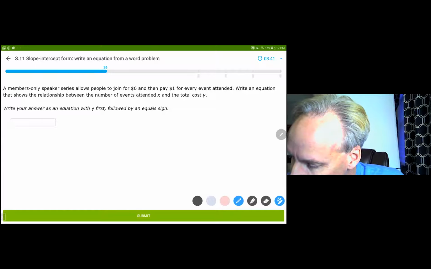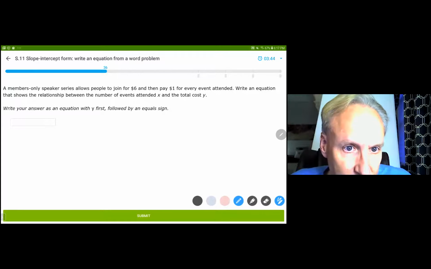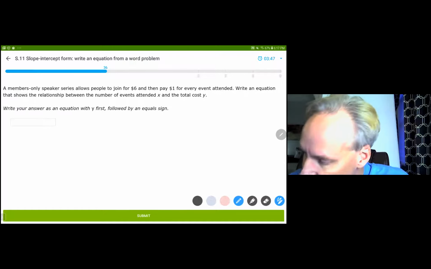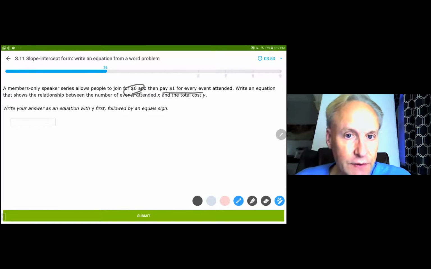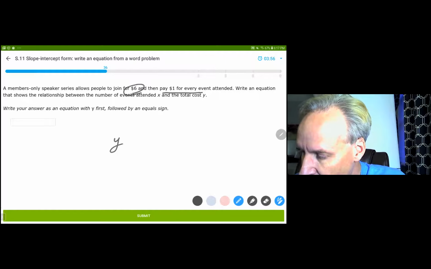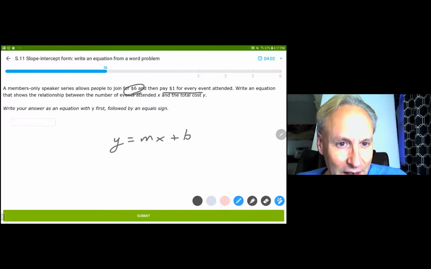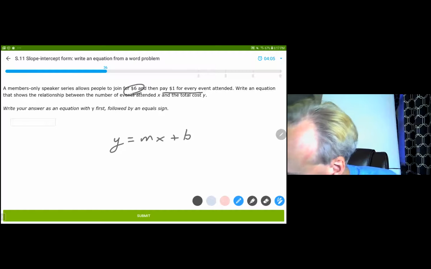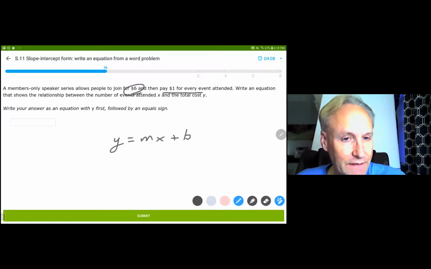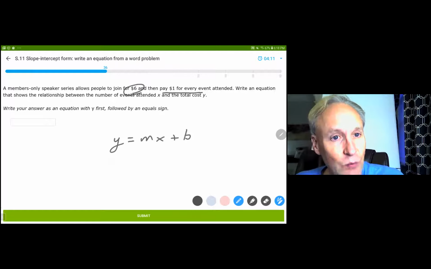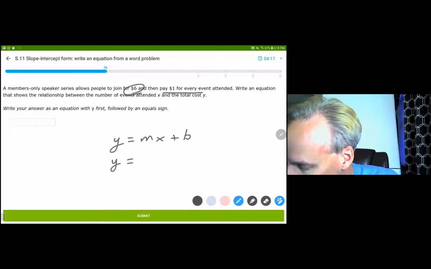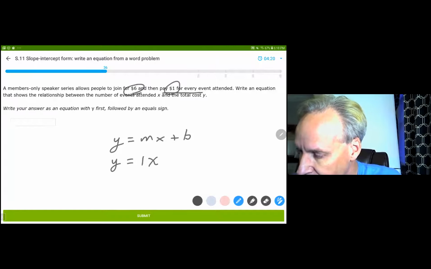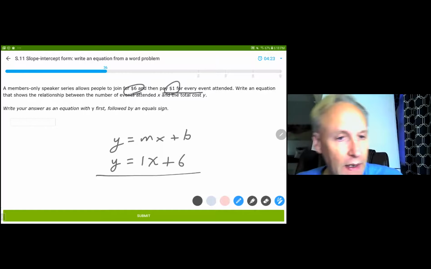Okay. Members only speaker series allows people to join for $6 and then pay $1 for every event. So the $6 is the initial fee to join, and then they pay $1. That's the rate for each event attended. So again, we're talking about Y equals mx plus b. You're going to see I'm going to kind of keep that theme going. And X looks like the number of events that they're going to attend. And Y, think about it, what does Y mean? That's the amount of money that they pay. So Y is equal to the rate, which is $1 for each event, plus the $6 to join the club. So Y equals 1x plus 6.